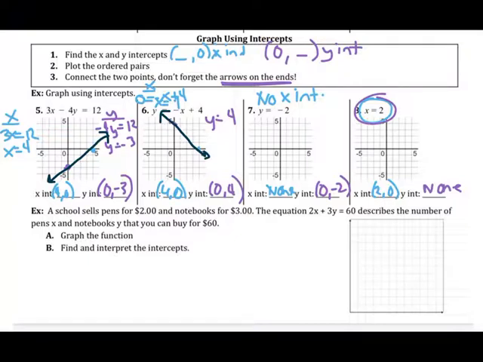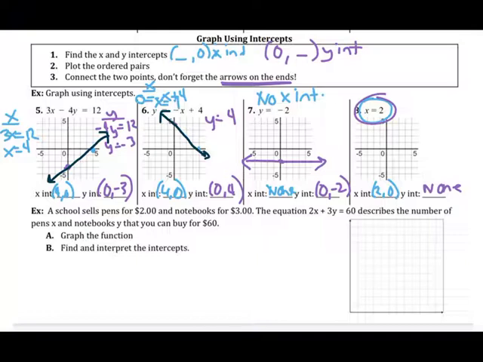Number 7, the y-intercept is negative 2. There is no x-intercept. So y equals negative 2, if you think about that, that is just a horizontal line. It looks like this. So that's why there is no x-intercept, because y is always equal to -2.